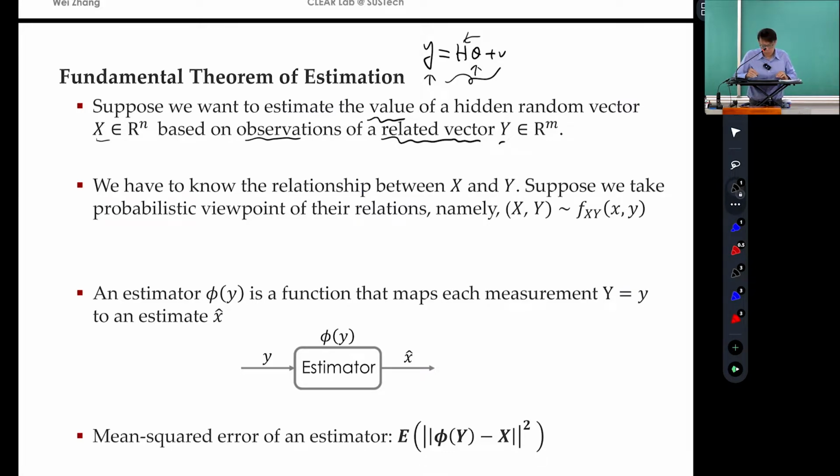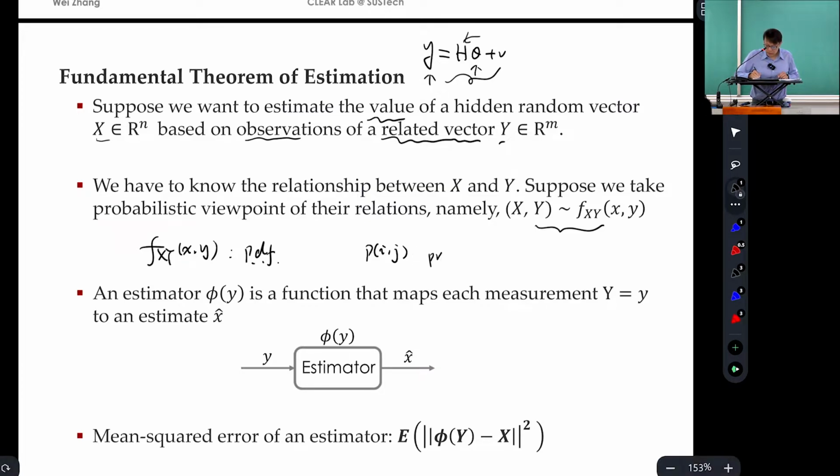So typically the relation between the hidden variable and the Y can be described by a probability. This is the PDF, right? Probability density function, or PMF. Let's say Pij, if there are discrete values, that is PMF, probability mass function. If you tell me the joint distribution of these two random vectors or random variables, then I know exactly how they are related. At least this is the knowledge in our mind, how they're related.